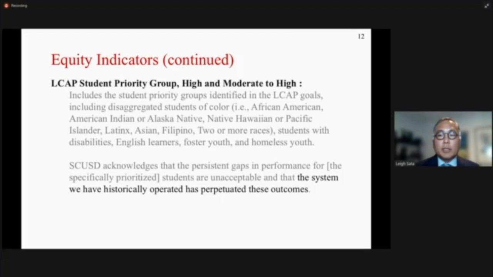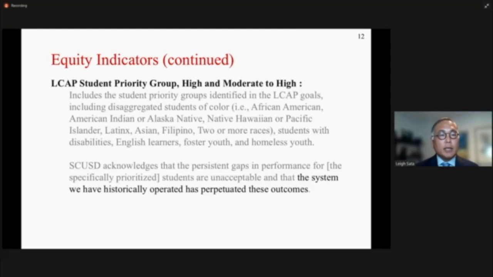The other thing, as you recall, we just talked about how another equity indicator is to tie our plan into the LCAP. And the LCAP specifically identifies students that are in a high or moderate to high priority group. And these students include, when we disaggregate the overall student body, these would be largely BIPOC students, African American, American Indian, Alaska Native. You can see the list there. In addition to that, students with disabilities, English learners, foster youth, and homeless youth.